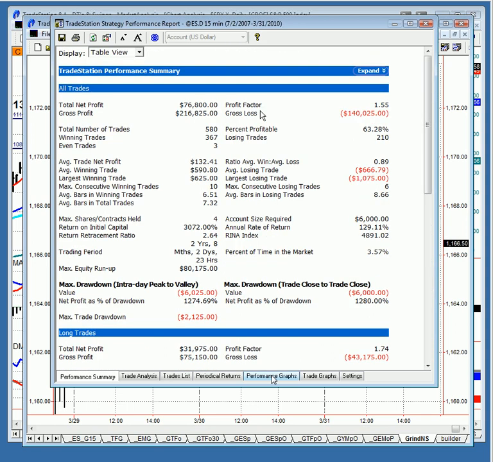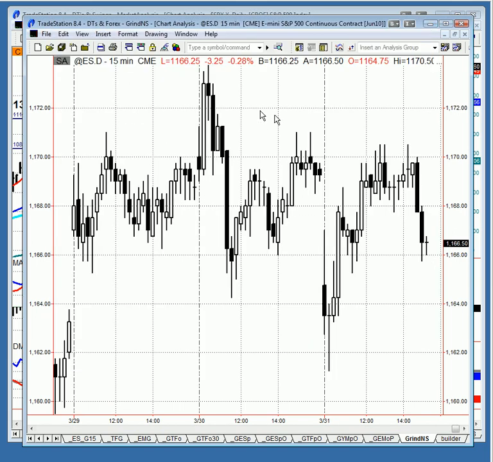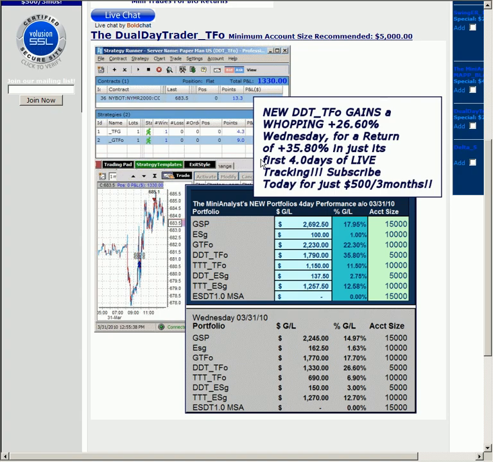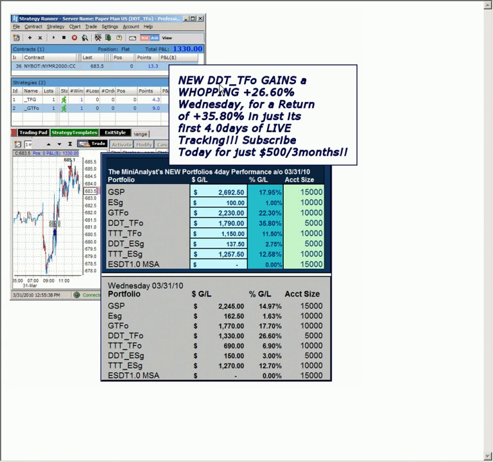Of course, these are non-curve fitted, non-optimized, which is certainly what you have to do in developing systems. Non-optimized and non-curve fitted, as you can see. We've actually been tracking some of our newer models over the last 4 days, and we're going to go ahead and look at those right now. There's the DDT TFO. And as you can see right there, $1,330 was the gain today. It's already booked exposure. No more positions for the DDT TFO. Over the last 4 days, up 36%.